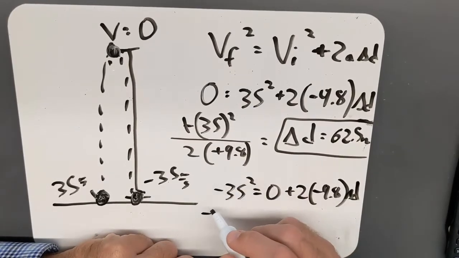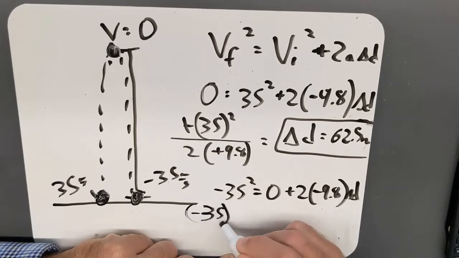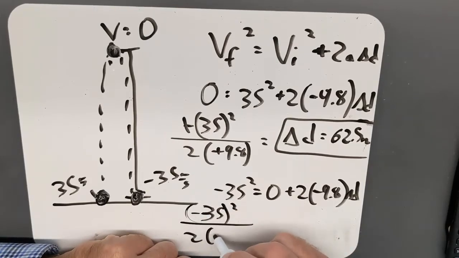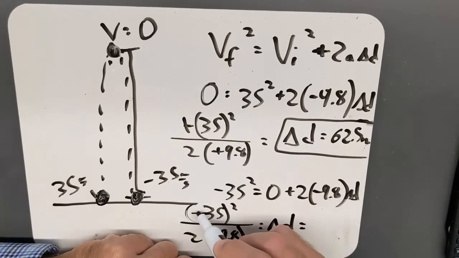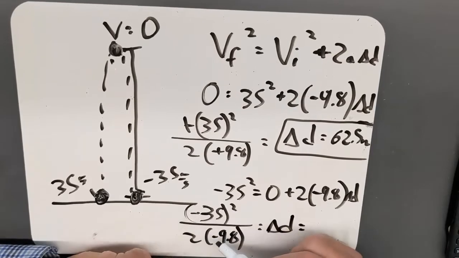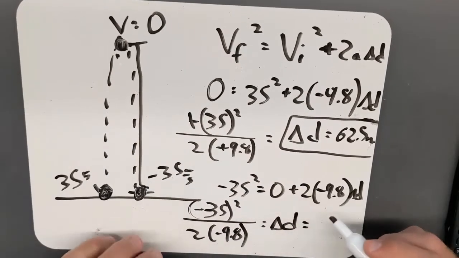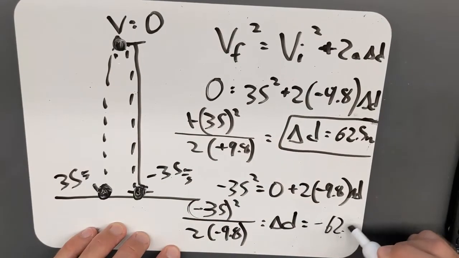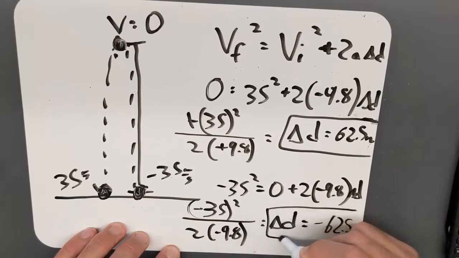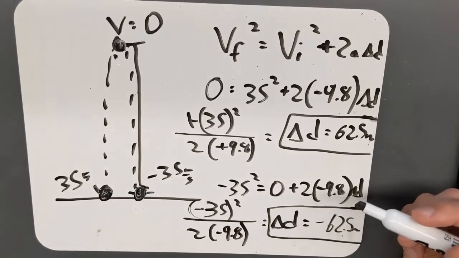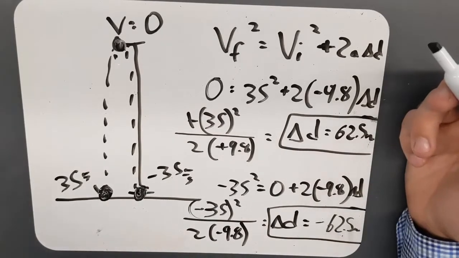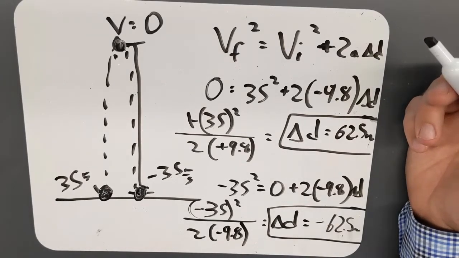All right? So this gets, well, let's see, negative 35 squared divided by 2 divided by negative 9.8 gives me delta D. In this case, though, that gets squared, so that goes away, and we have our negative on the bottom here. So we actually get a negative 62.5, all right? But in the context of this problem, that just means if it dropped 62.5, it also went up 62.5. So we have how high to go? 62.5 meters, okay?